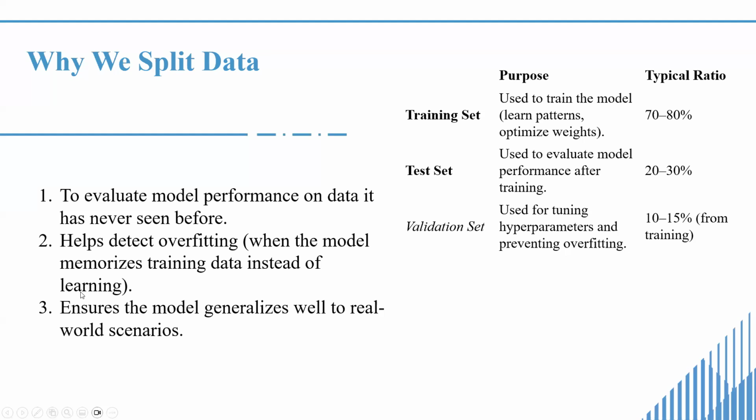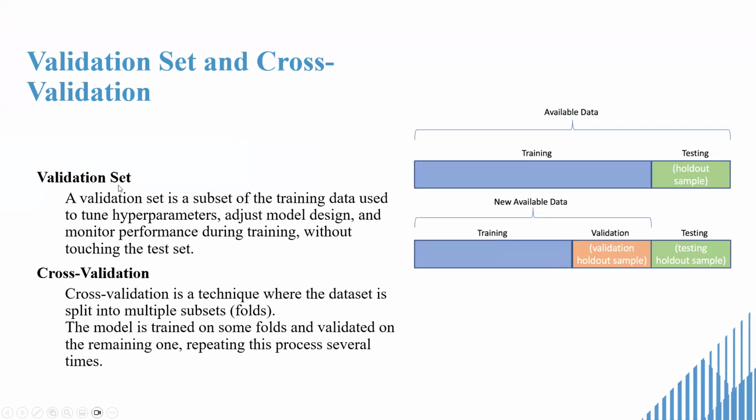We want it to be machine learning, not machine memorizing. The machine should not memorize what we are giving. It should learn the patterns. So ensure the model generalizes well to real world scenarios. Okay, so this is the validation set.